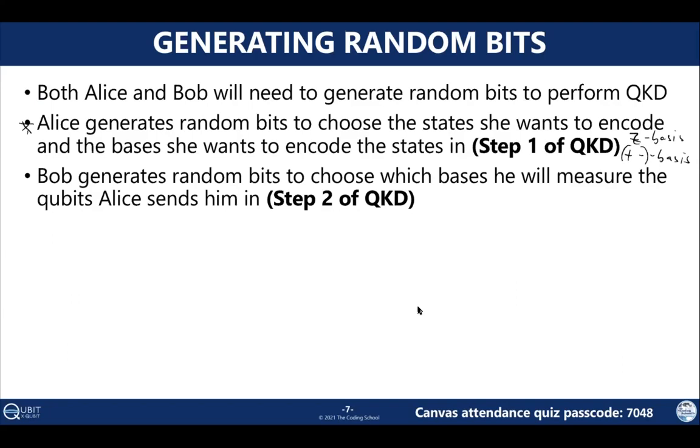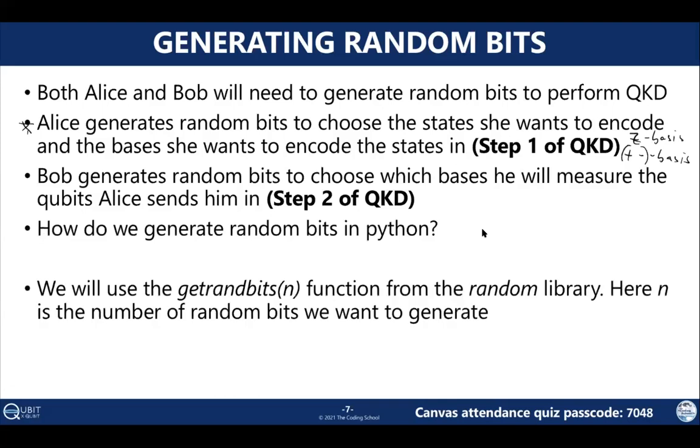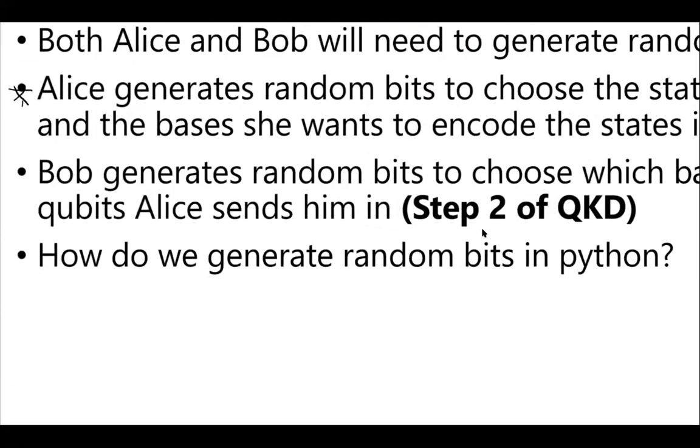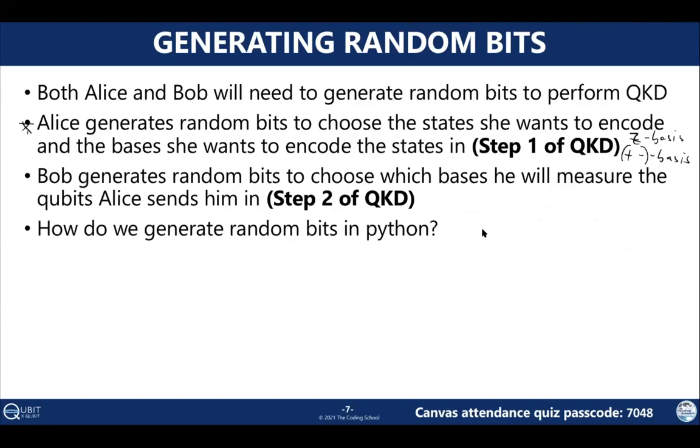Bob will then generate random bits to choose which bases he's going to measure the qubits in. So Bob does not actually know the bases that Alice chose. That doesn't matter. They're both going to just do whatever they please, pretty much. Alice is going to send her bits to Bob, and Bob is going to measure them in his basis.